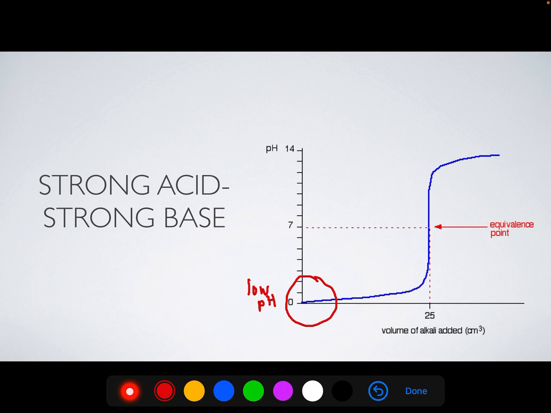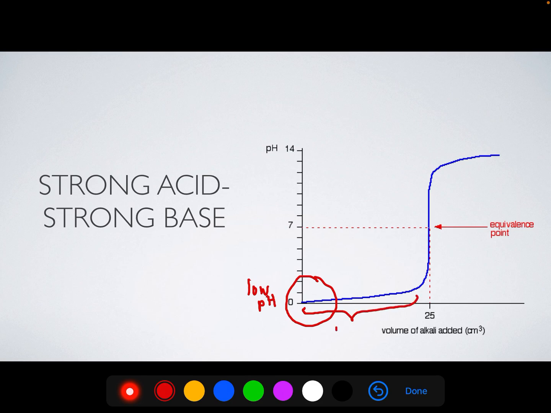acid. Okay, so bila strong acid, we know that strong acid undergoes 100% dissociation. Therefore, the concentration of H+ is very high. So usually it will give a very low pH reading. Okay, so the starting point will be very low. Okay, and then it will increase gradually.